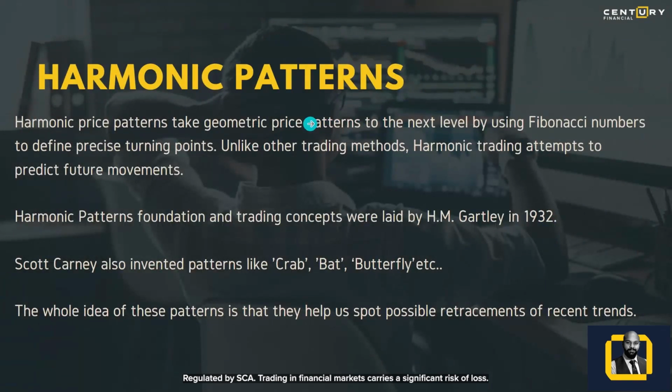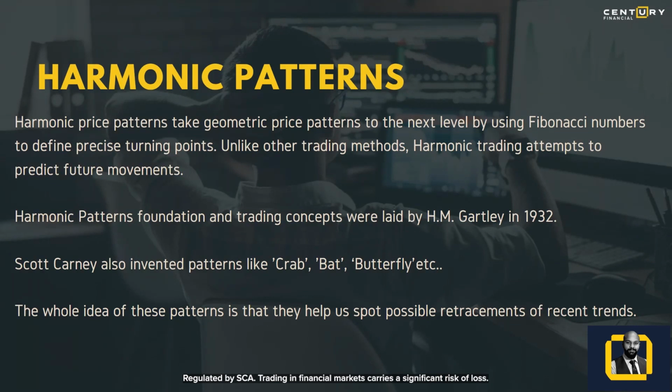Now, let's look at harmonic patterns. So, how are harmonic patterns formed? Basically, using the Fibonacci ratios, we can find geometrical price patterns that appear on charts. Basically, harmonic patterns were founded by Gartley. So the first two patterns are named after him. So it is a bearish Gartley pattern or a bull Gartley pattern, depending on which direction the market is going to move.